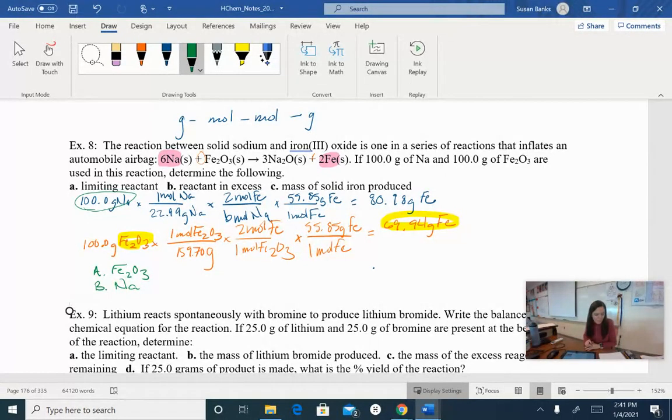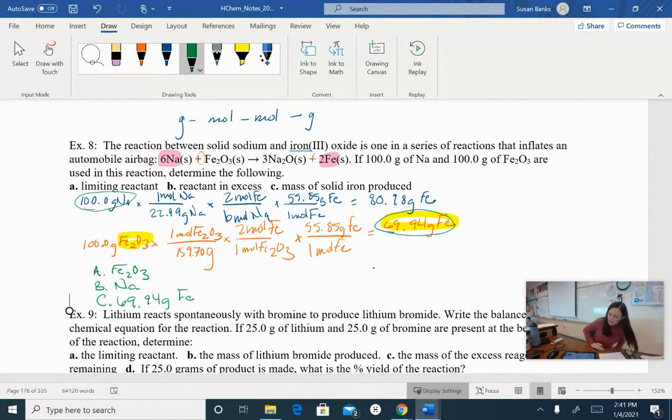Now, the amount that we can make is this. We can make 69.94 grams of iron. So that is how you attack this.